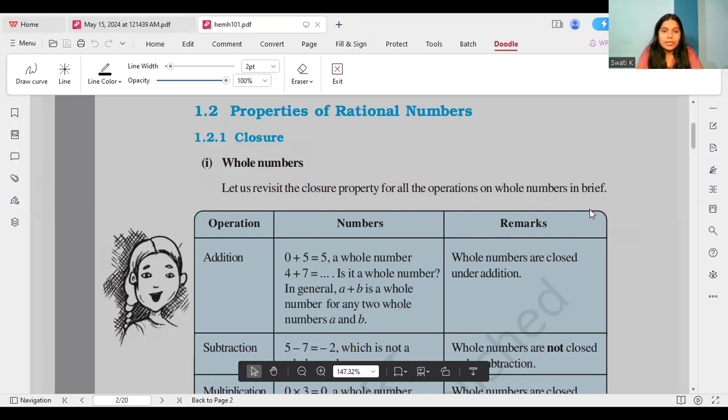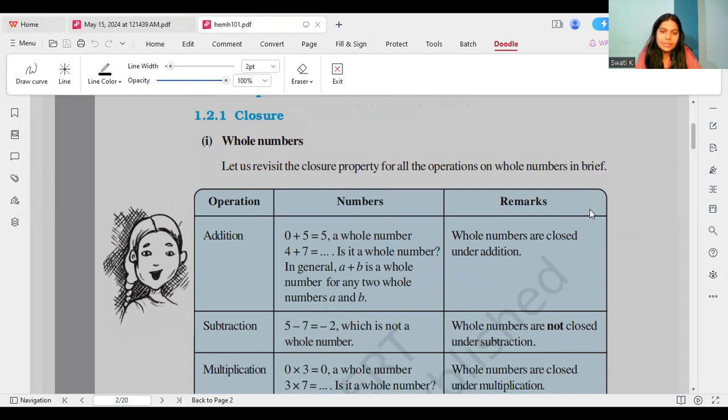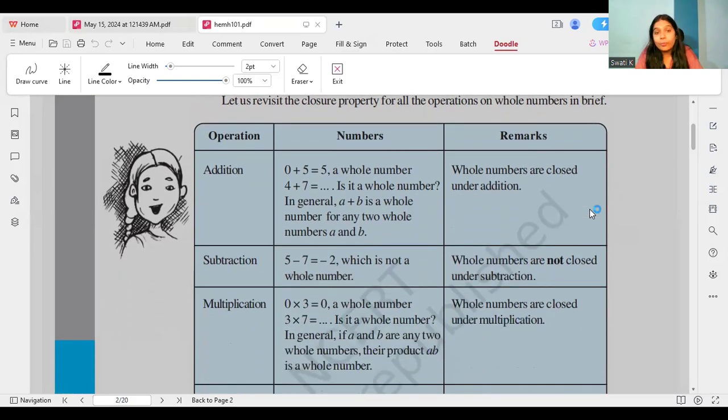So let us revise the closure property for all the operations on whole numbers in brief. So what are the operations? I hope you know that there are 4 operations: addition, multiplication, subtraction, and division. So for addition, you can see the numbers are taken as 0 and 5. Is 0 a whole number? Yes. Is 5 a whole number? Yes. So we took 2 whole numbers, we added them, and we got the answer 5, which is also a whole number. So the whole numbers are closed under addition. Why? Because you took one number, another number, and the answer is also from the same category.